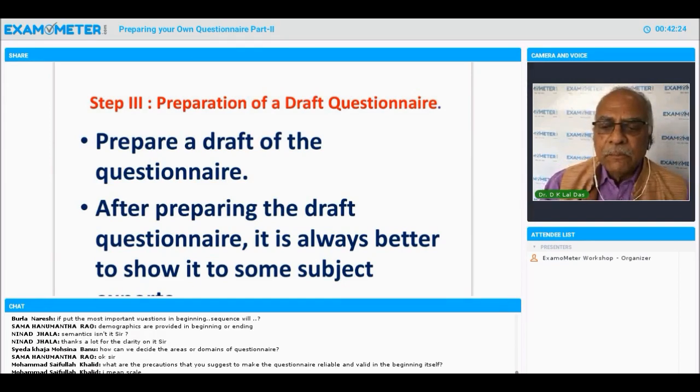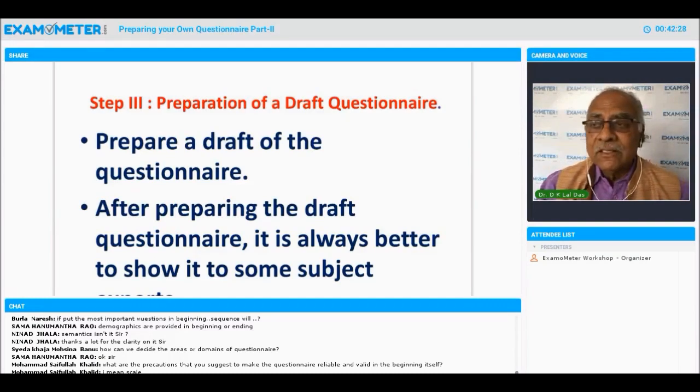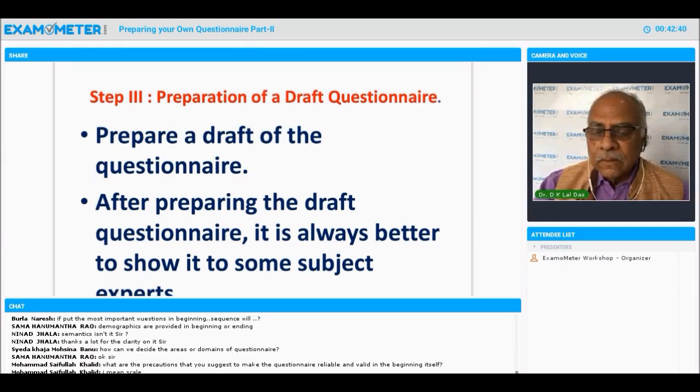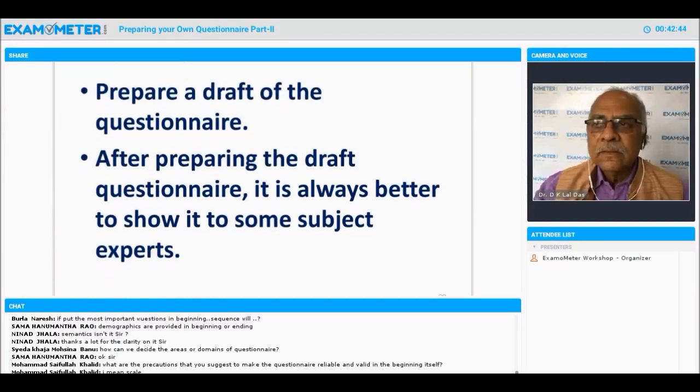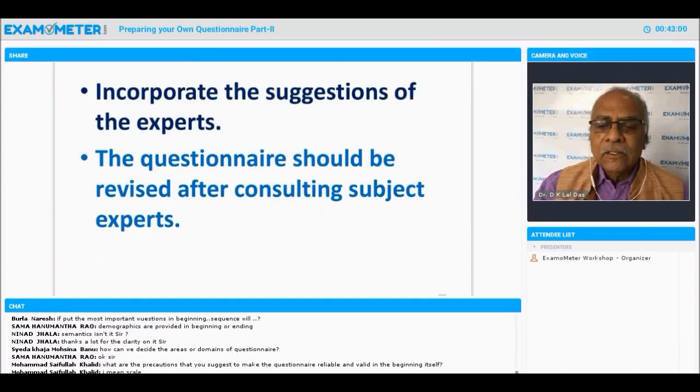Third step in preparation of the questionnaire is to prepare a draft of the questionnaire. We call it the draft questionnaire. After preparing the draft questionnaire, it is always better to show it to some subject experts. It's very advantageous, as an expert can tell you which question is vague, which question is not relevant, and accordingly incorporate the suggestions of the experts. The questionnaire should be revised after consulting the subject experts. Take the experts' comments seriously and try to revise, and if possible, show it to the experts again.